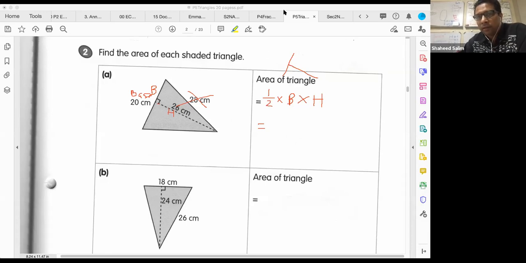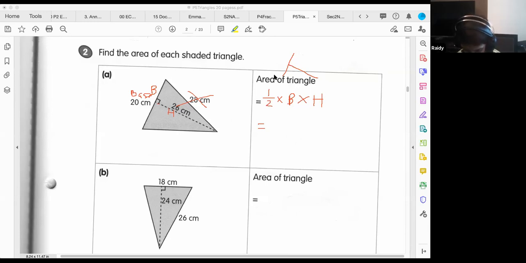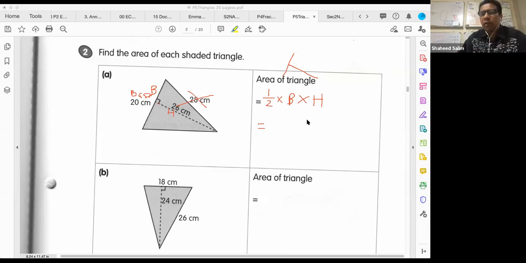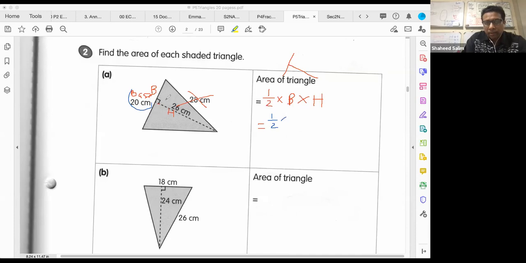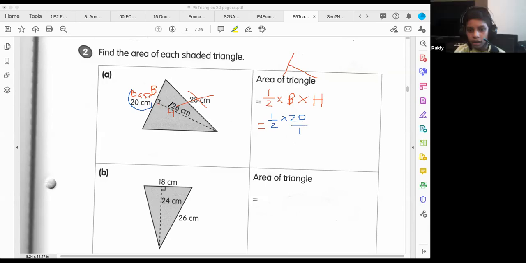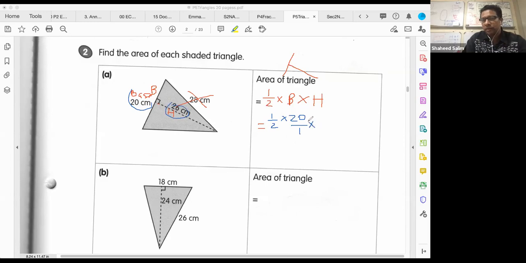Anyone got the answer? Or are you all lost? Okay, good. Sheikh Akil, what's the base? How many cm is the base? 20 cm. I write on your base, 20 cm. What's the height, Sheikh Akil? Height is 26 cm. What's your answer? 260. All right, so you can put it like that.